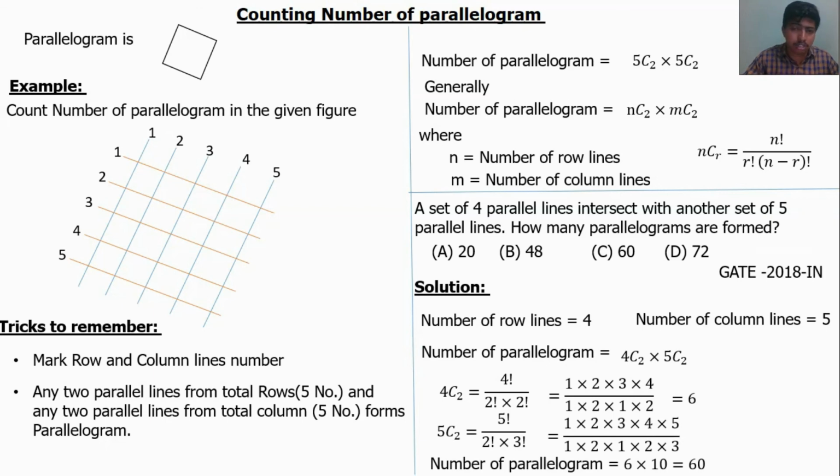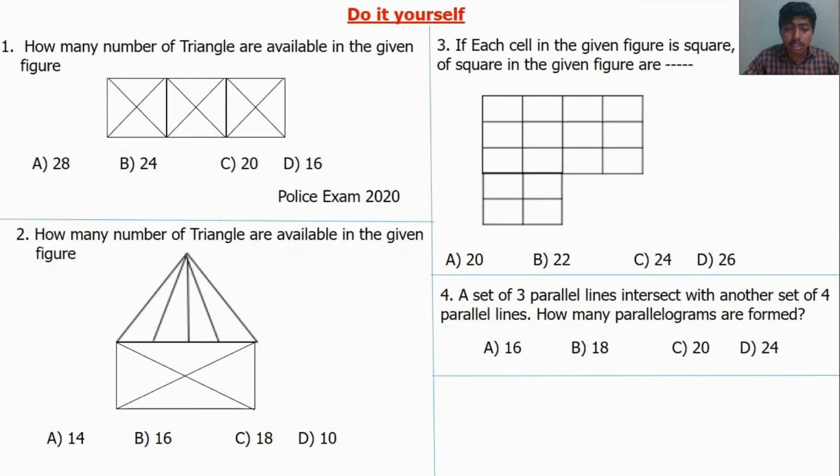This is the concept. Now do it yourself. Here I listed 4 questions. These questions are only for you. Try and comment your answers. I will give my answers. Okay. Maybe my answer may be a wrong one. Okay. If you get answers that mismatch with mine, just comment.